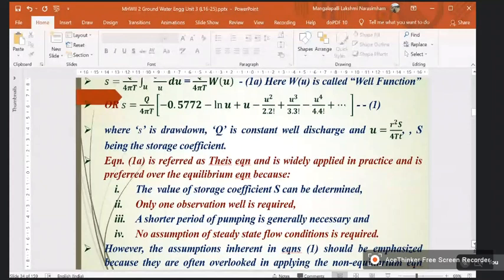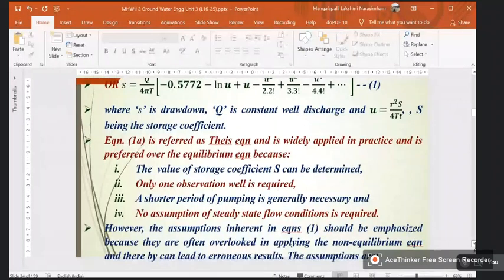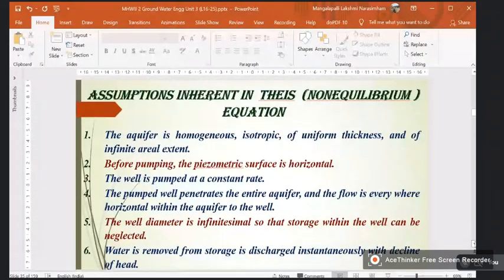However, the assumptions inherent in equation 1 should be emphasized because they are often overlooked in applying the non-equilibrium equation and thereby can lead to erroneous results. So, even though the non-equilibrium equation is superior to the equilibrium equation, there are certain assumptions involved in this case also. And what are they? These are the assumptions.